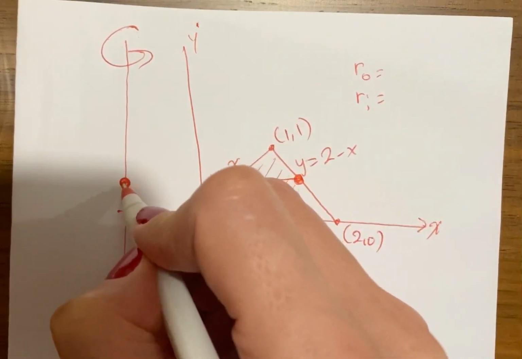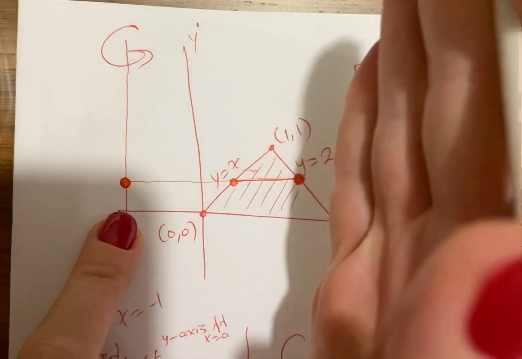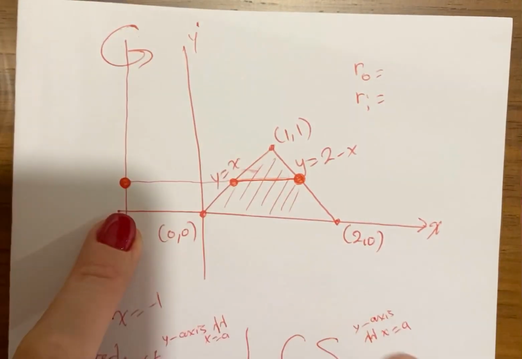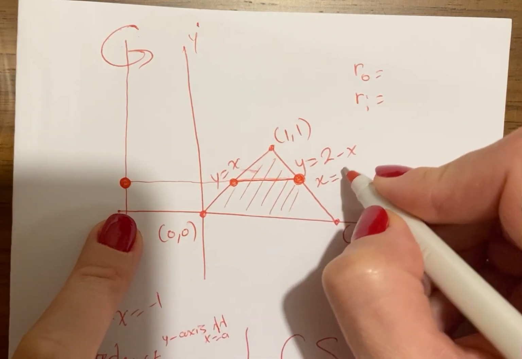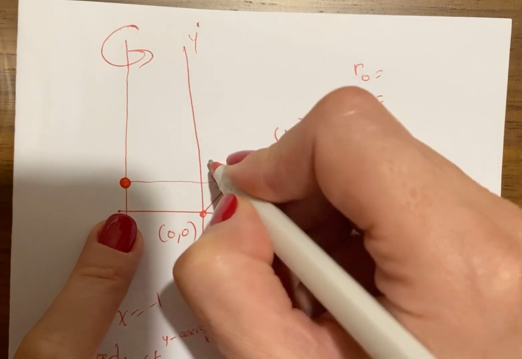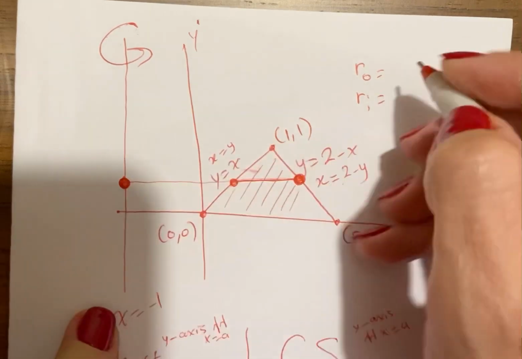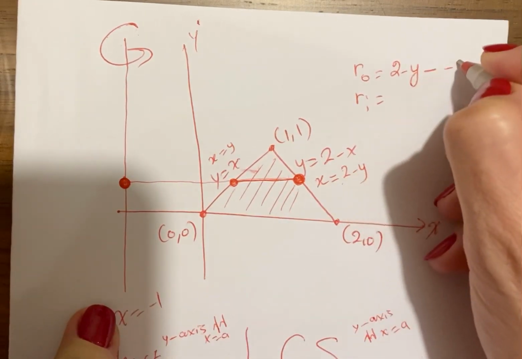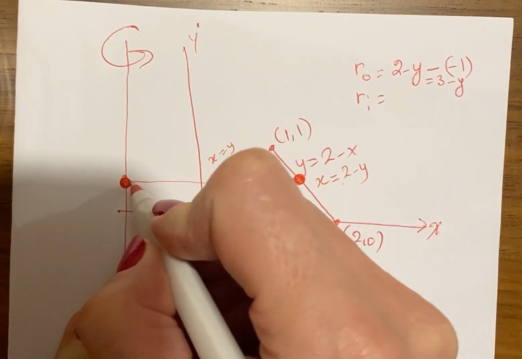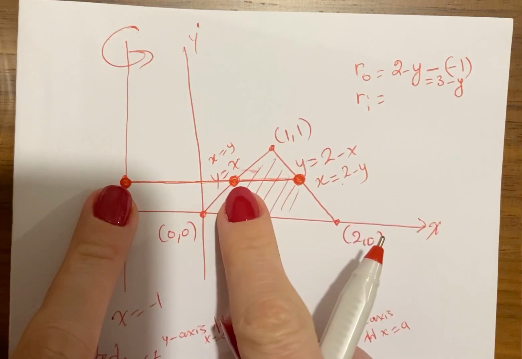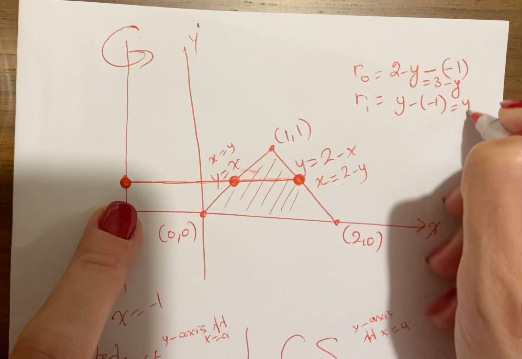Always remember, your radius starts from the line of revolution to the outside of that segment, which in this case is right minus left. But the most important thing that students forget is to change their functions into functions of y. So x equals 2 minus y, and here x equals y. So the outer radius is 2 minus y minus minus 1. So 2 minus y minus minus 1, so it's 2 plus 1, 3 minus y. And the inner radius is from here to the inside. How long is this? This is y minus minus 1, which is y plus 1.